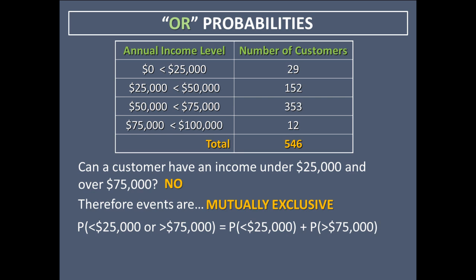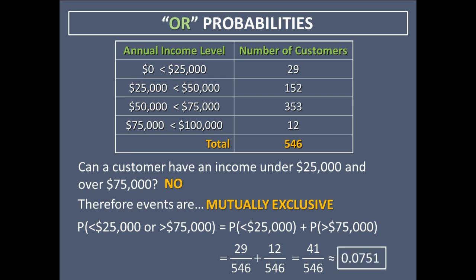So the probability of having an income under $25,000 is 29 out of 546. The probability of having an income over $75,000 was 12 out of 546. So adding those two probabilities together, we get that the probability of under $25,000 or over $75,000 is approximately 0.0751.